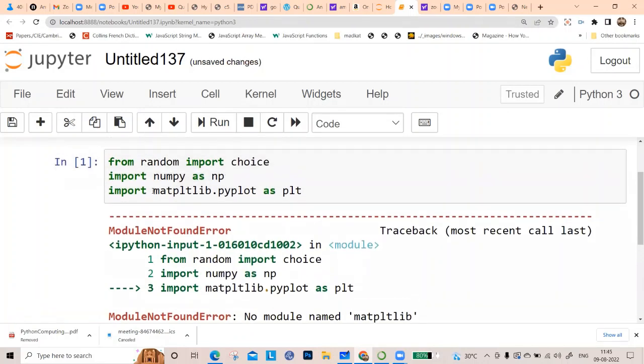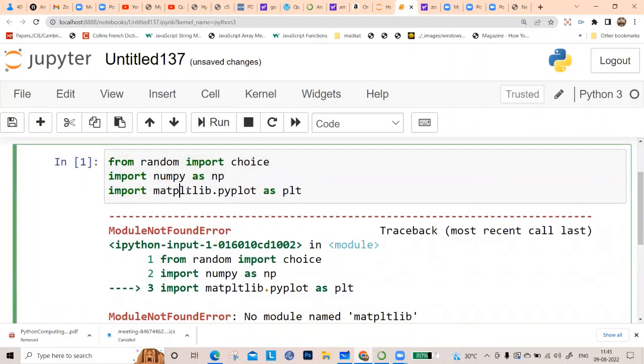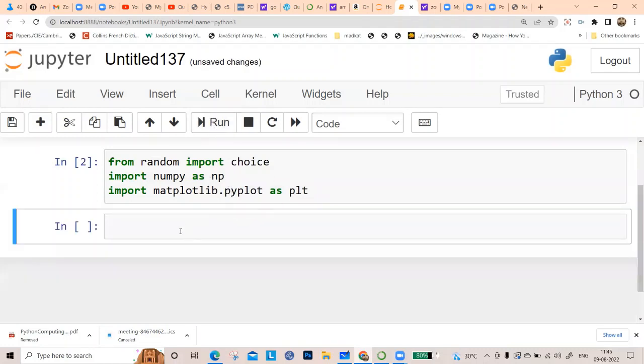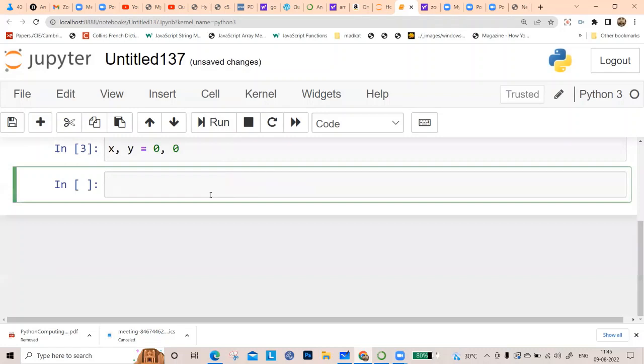Oh, import matplotlib. Sorry, spelling mistake. Okay, so let me now start with xy equal to 0, 0. So this is the starting point. Run it.